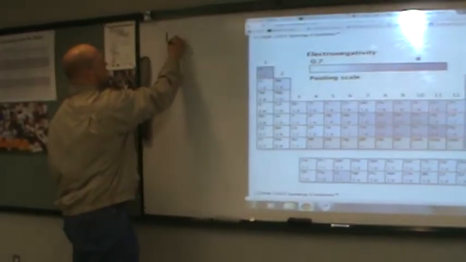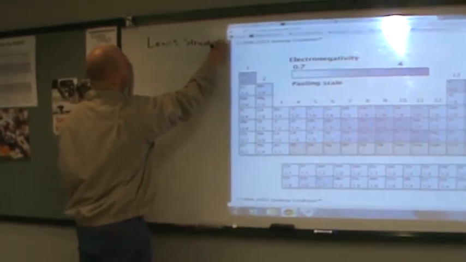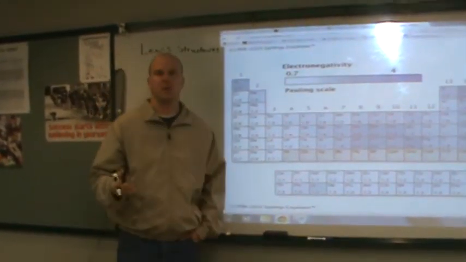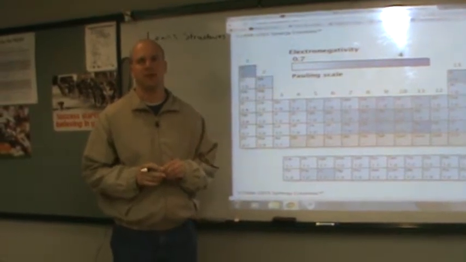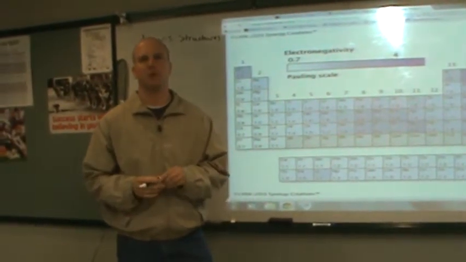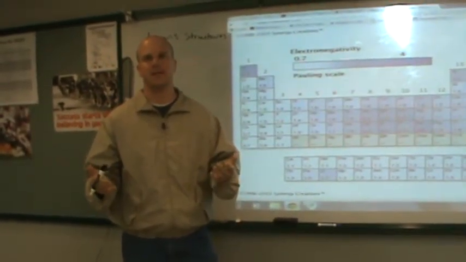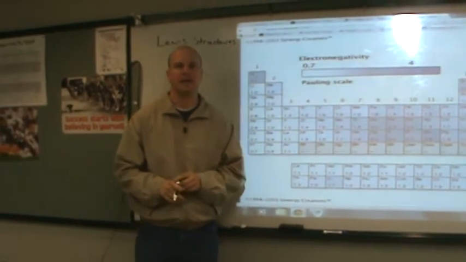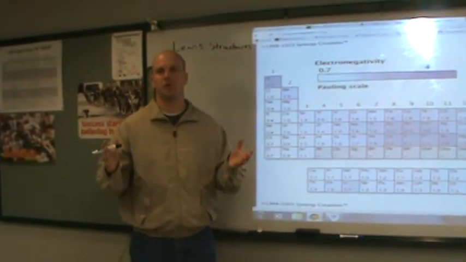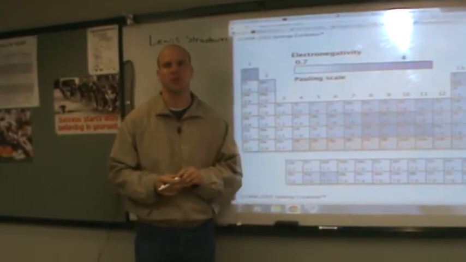So today we're going to talk about Lewis structures. And Lewis structures are basically a way to draw atoms bonding. The essential principle that dictates how atoms bond is that each atom in a molecule likes to have 8 electrons around it. So we call this the octet rule.